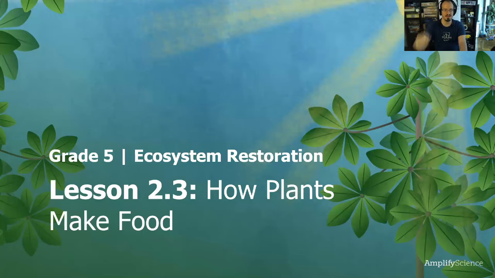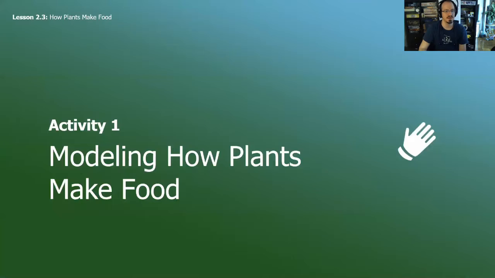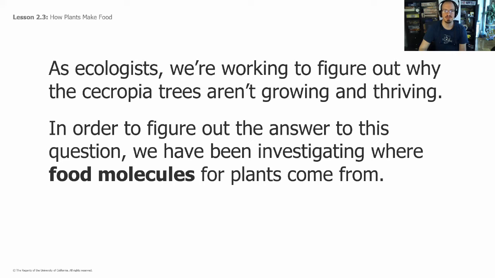Good morning, UP scientists. Today we're going to continue talking about how plants make food. To start off, we're going to be looking at a game. As ecologists, we've been working to figure out why the cecropia trees aren't growing and thriving. In order to figure out the answer, we have been investigating where the food molecules for those plants come from.